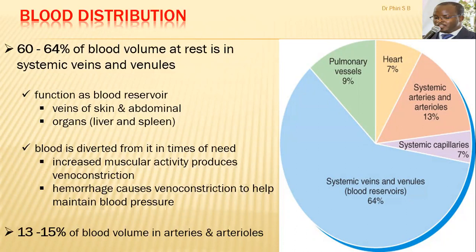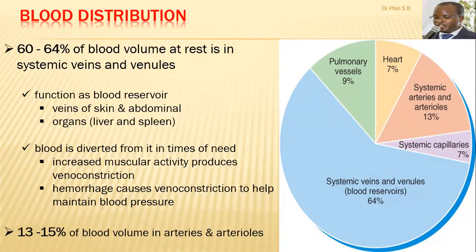These are the veins that are found under the skin and also within the abdominal organs like the liver and the spleen. Within these veins, you have large volumes of blood that is stored. But if there is need for this blood to move to the other organs, this blood can be diverted at time of need. For instance, if there is an increase in muscle activities, this blood can be mobilized from the veins and go into the systemic circulation by the activity of the sympathetic stimulation.